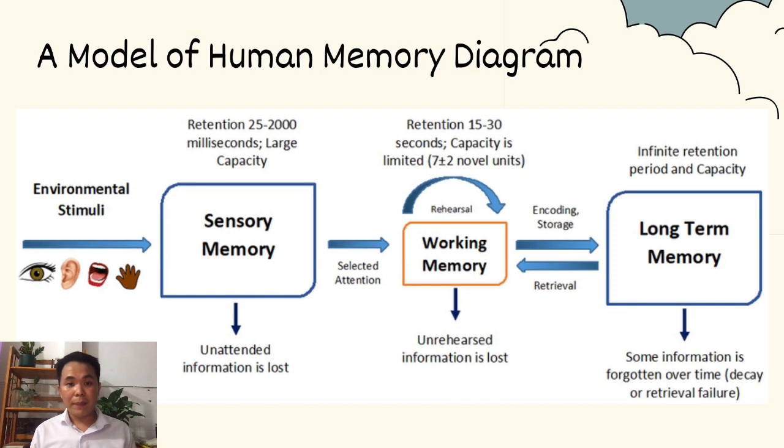In order to remember something, information has to pass through our senses. So when we get stimuli from the environment, like we are seeing, hearing, eating, or feeling something, information passes into our sensory memory. So if you pay attention, the information will be filtered and selected into our working memory.